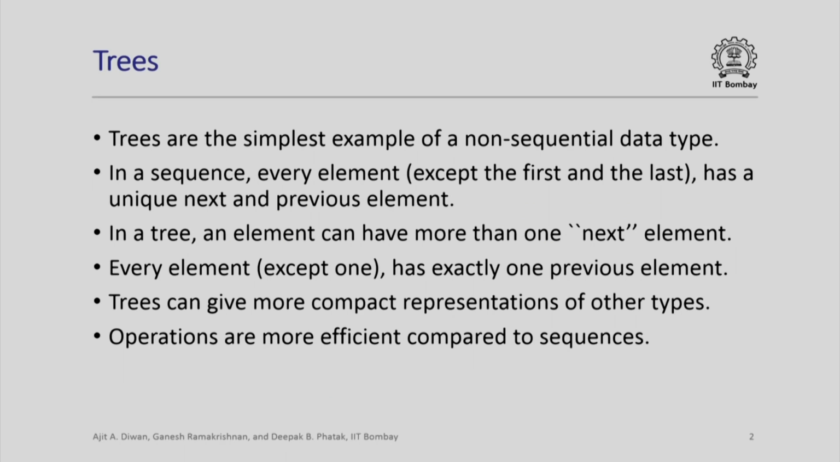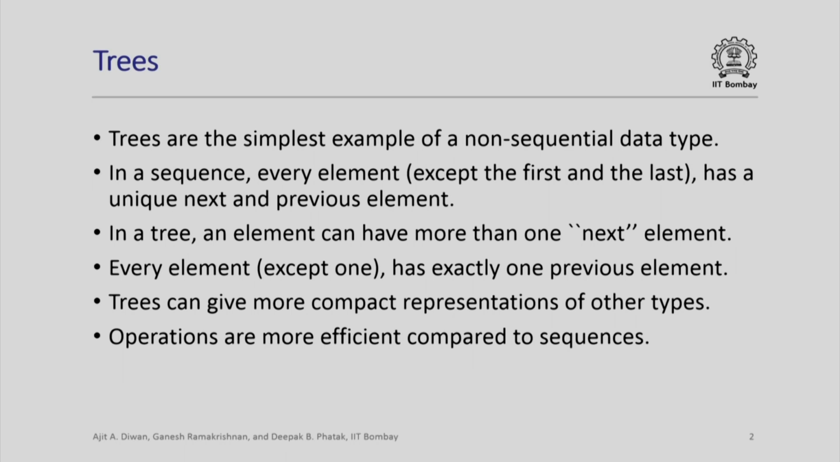So what is a sequence? In a sequence, as we have seen, for every element except the first and the last, there is a unique next element and a previous element. In a tree, we generalize this property. An element can have more than one next element, but every element still has exactly one previous element except for the first one. So trees are a generalization of sequences.